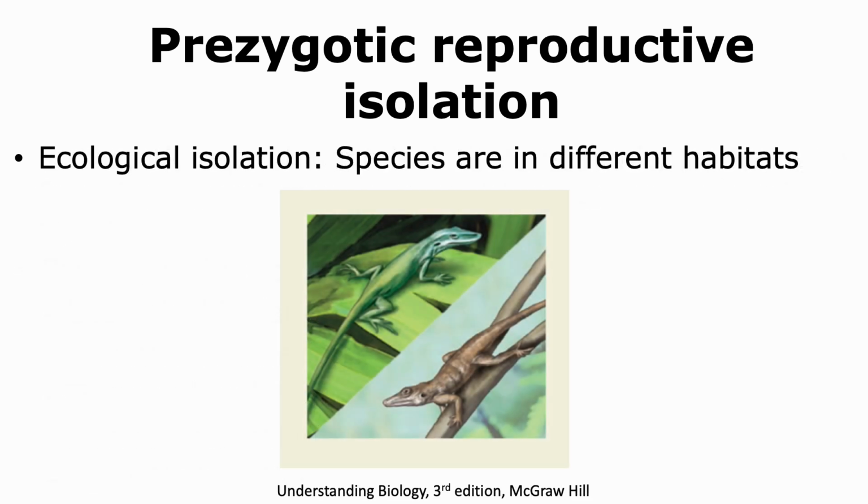Let us first look at ecological isolation. In these scenarios, the members of two species do not breed with one another because they are present in different habitats altogether, and hence they never meet with one another. Since they don't meet with one another, they will not be breeding with one another.